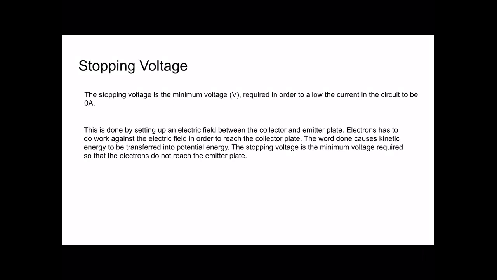Potential difference can only occur when there's a difference between the charges on the plates. But since there's no charge arriving on the collector plate, there cannot be a current generated. The work done is equal to the voltage times the charge, but in this case the charge is just e, the charge on the electron. So work done against the electric field is equal to the charge on the electron times the voltage.